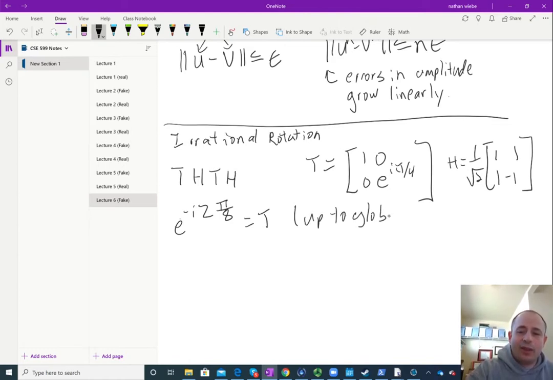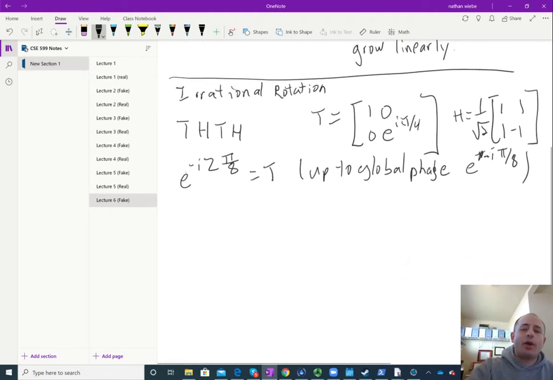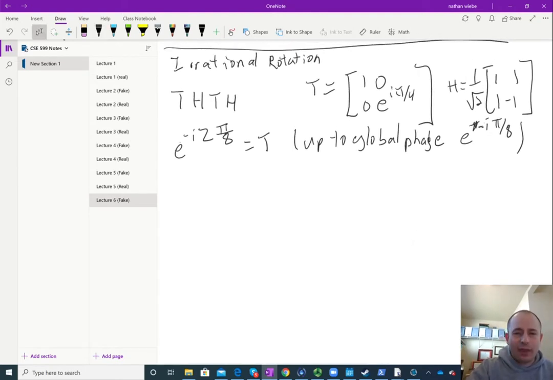And the global phase in this case, which is the irrelevant phase factor that we can always include in a calculation, is e to the negative, or e to the i pi by 8. Maybe it's a negative. Yeah. Okay. So we have this.